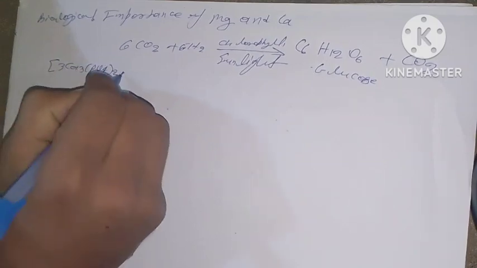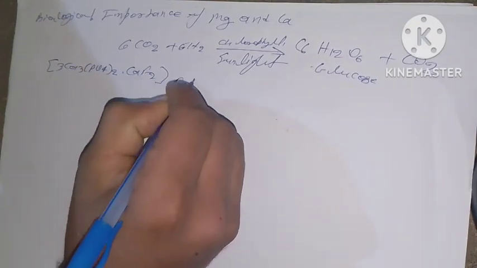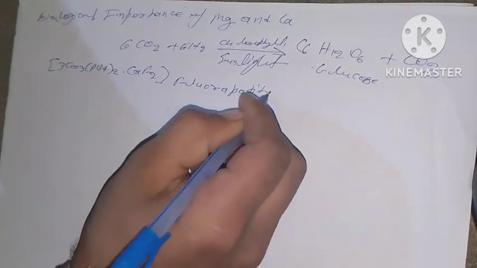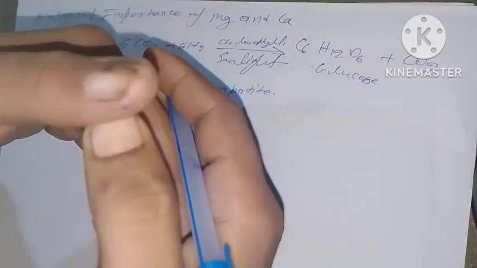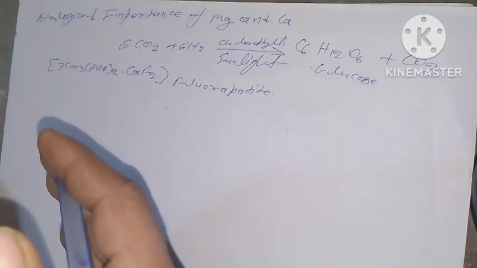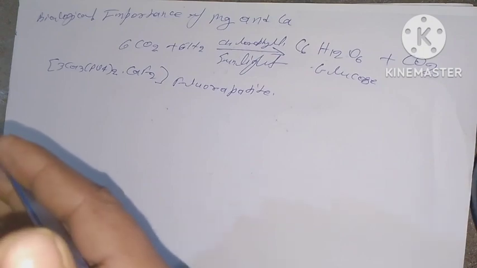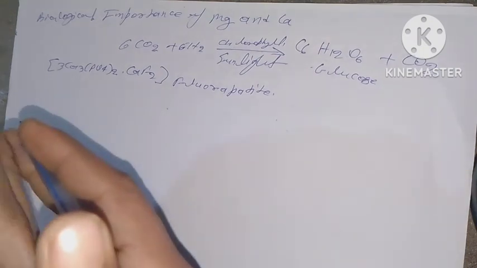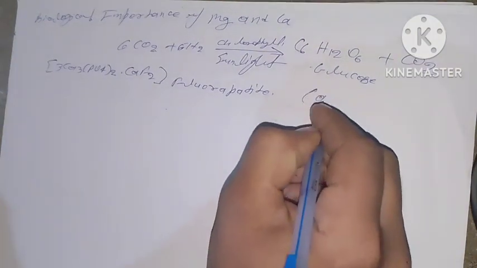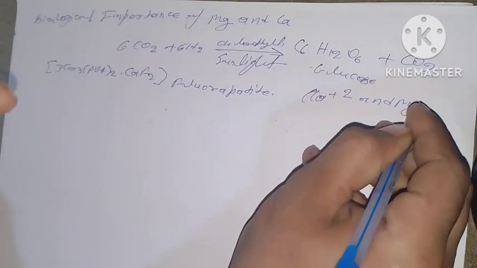3Ca3(PO4)2 into CaF2. This is fluorapatite. Calcium is also essential for maintaining the regular beating of the heart. In addition to this, there are many enzyme reactions that are regulated by alkaline earth metal cations, Ca2+ ions and Mg2+ ions.